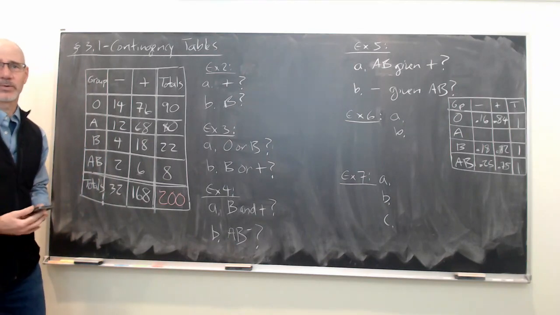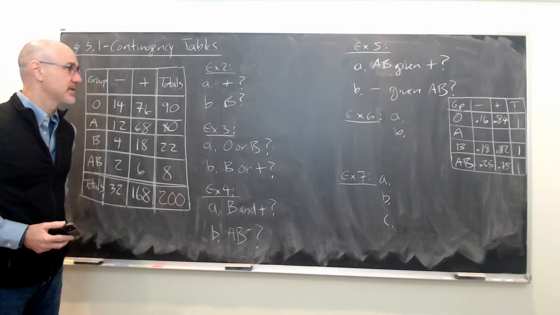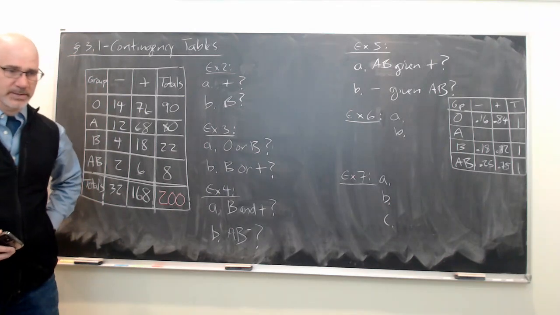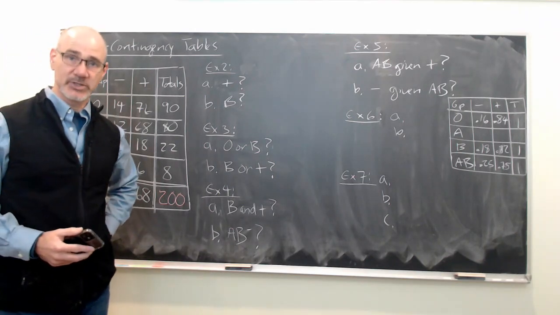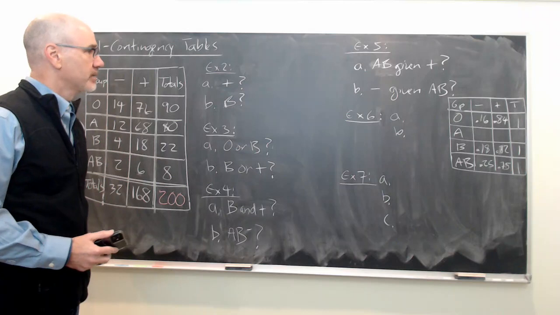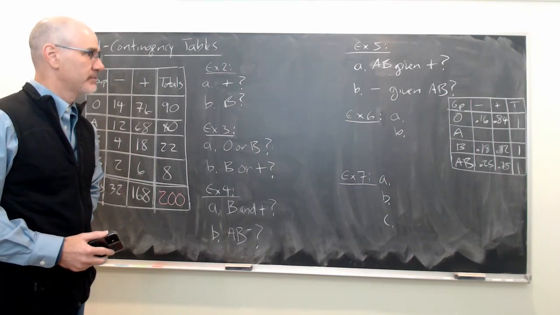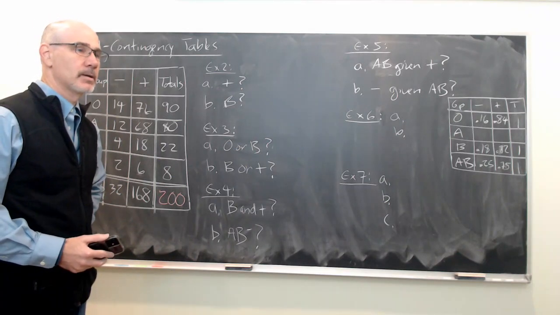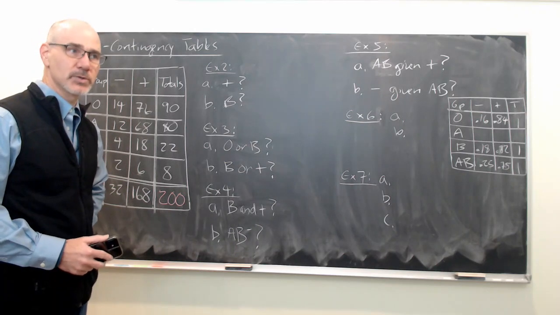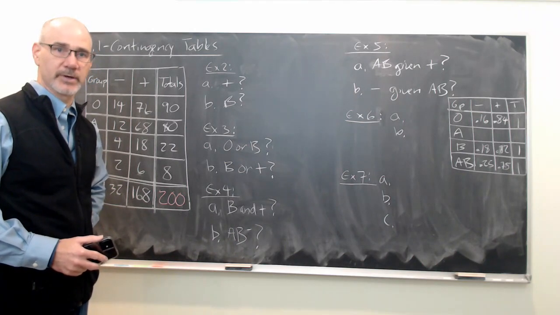Welcome back. We're going to talk about section 3.1 today. And 3.1 is about what are called contingency tables. Contingency tables are a way of displaying or investigating the association between two categorical variables.